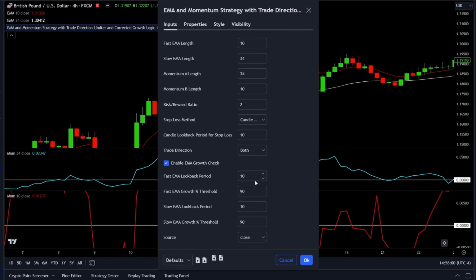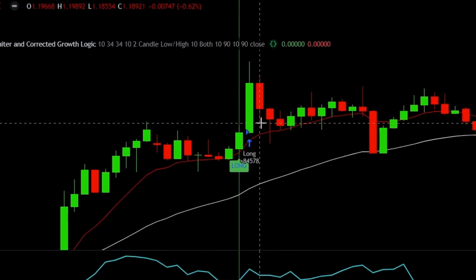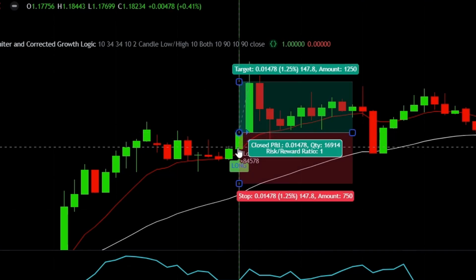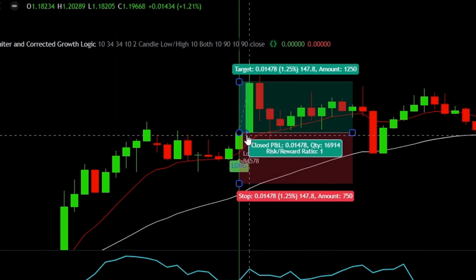In the script, it looks like this. So I'm checking back 10 candles, both for the fast EMA and for the slow EMA, and I want to see that more than 90% of those candles have an increasing EMA value. So all of the rules are met for a valid long entry. We can enter into a position at the close of the signal candle or at the open of the next candle. As always, the script enters at the open of the next candle.